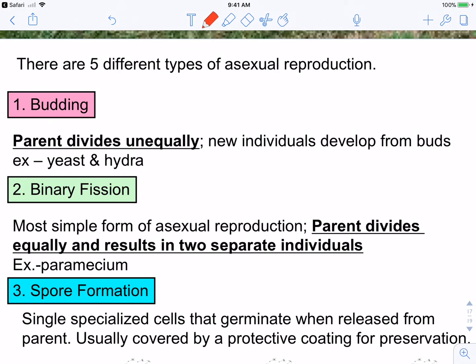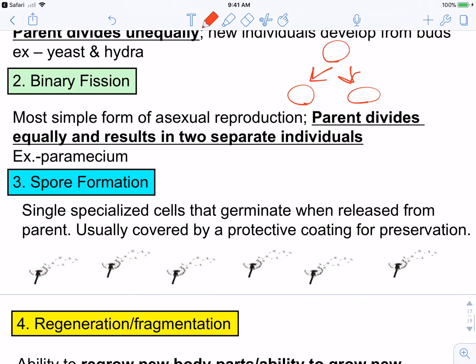And here are 5 different types of how this happens. So budding is when cells just kind of make another. Binary fission. The parent divides equally, which is what we just did. So our parent divides equally instead of one smaller cell just being born from the parent.